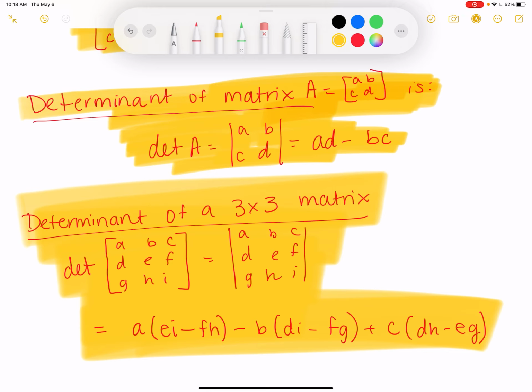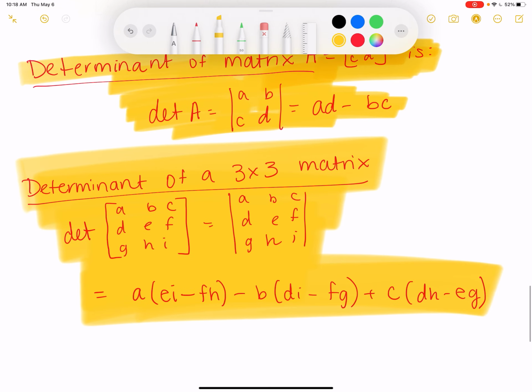I'm so behind. I'm at the determinant of a matrix A equals ABC.